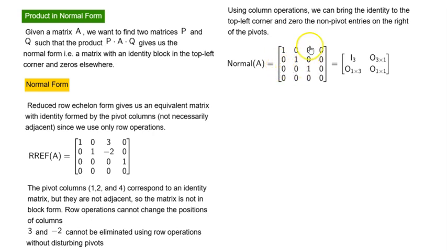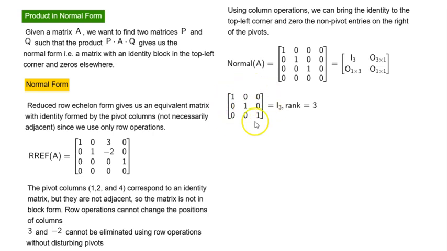We have the identity of order 3. We have a 0 matrix of order 3 by 1. Then we have a 0 matrix of order 1 by 3. And we have a matrix of 1 by 1, where the entry is 0. So here, I sub 3, this 3, is the rank of the matrix A.